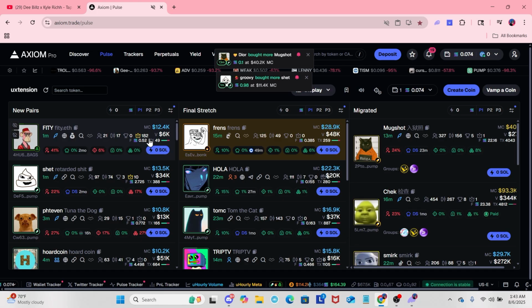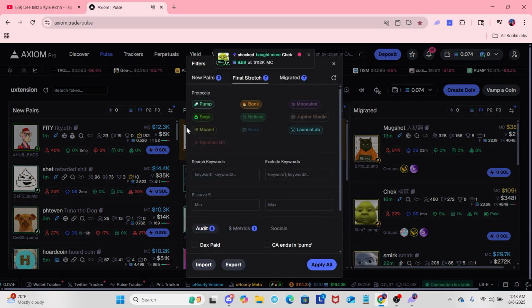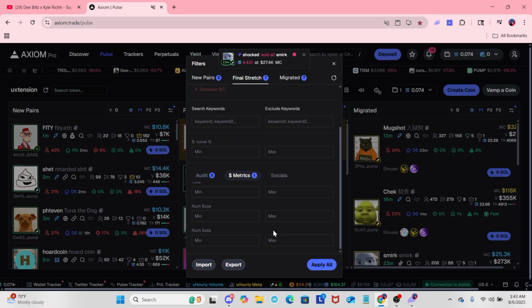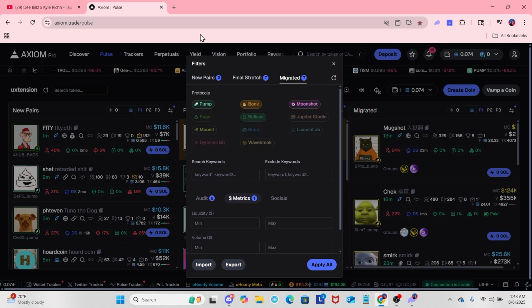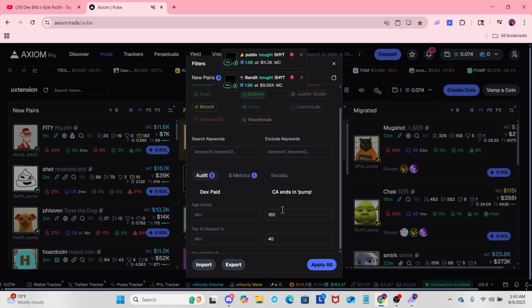I'm gonna show you how to set up your Axiom, how to have it all good for trading, so you can see good coins, what tools can help you, and what you should be looking out for when you see a new coin. So, market cap minimum 10K for final stretch. Now we move on to this one.